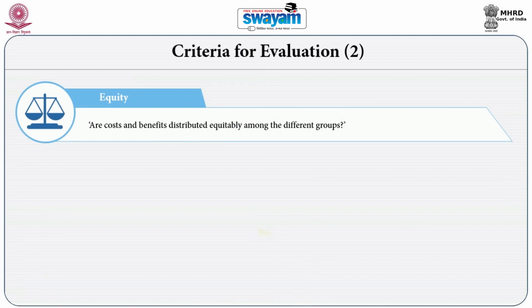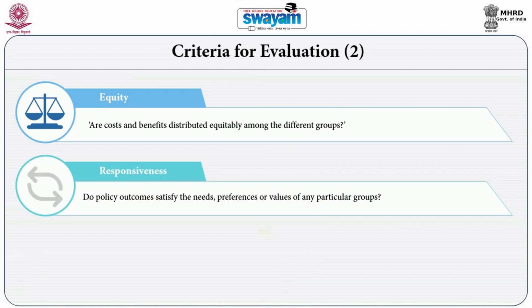In equity, the most relevant question could be, are costs and benefits distributed equitably among the different groups? Has the policy addressed the inequalities in society? The next criteria is responsiveness. The related question to this is, do policy outcomes satisfy the needs, preferences or values of any particular groups? Most particularly the marginalized and the disadvantaged sections of the population.